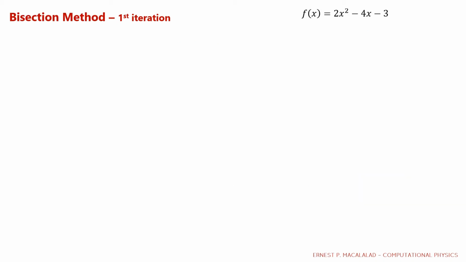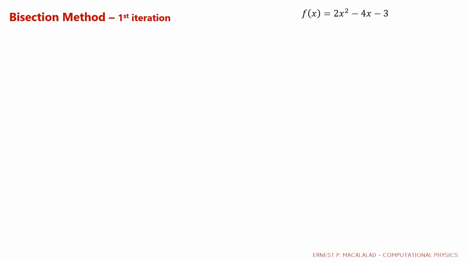Now let's look at the bisection method. So the bisection method employs several iterations, and then in each iteration we're going to estimate the root, and upon several iterations, that estimated root becomes very close to the exact root of the function.